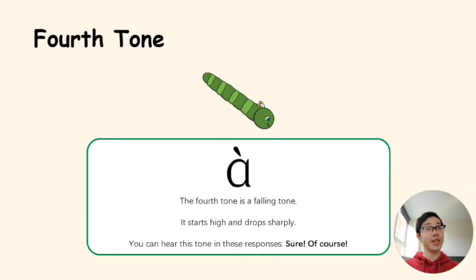The fourth tone is just a falling tone. It sounds like you are angry or say some sentence intonation in this way. Sure. Of course. Ah. Ah. Can you have a try, please? Let me hear your voice. Ah. Ah. Very good. That's all.